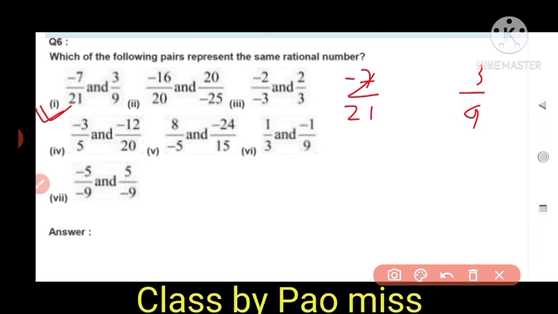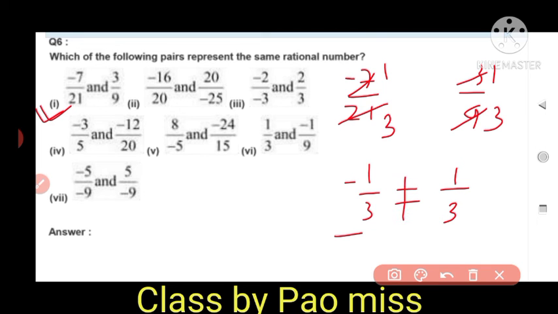Now can you make into a least fraction? If you can make into a least fraction, now 3 1s are 3, 3 3s are 9, 7 1s are 7, 7 3s are 21. Now one is what? Minus 1 upon 3 and the another is 1 upon 3. Are these two rational numbers same? No, isn't it? One is negative and one is positive, so they are not equal.